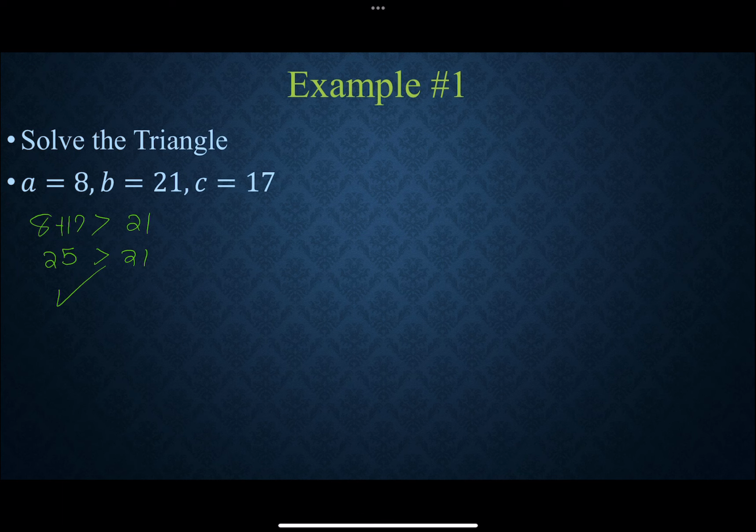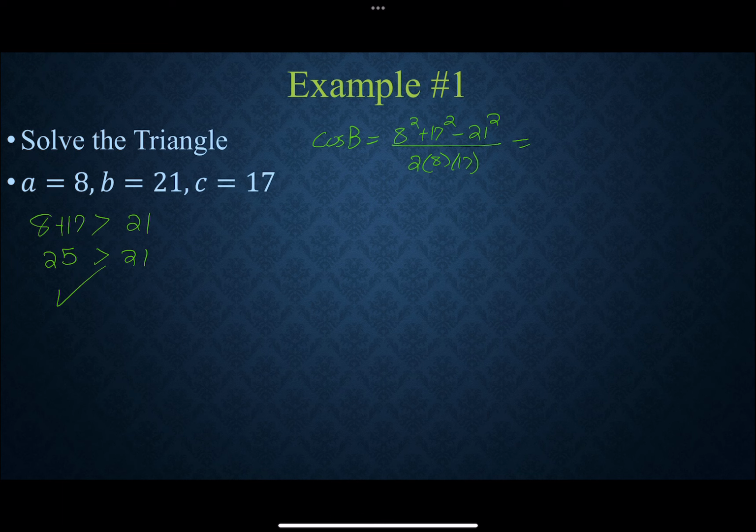So the way I'm going to solve this out, I'm going to solve for the biggest angle first, which is obviously the angle B. It's across from 21. So cosine of B would equal the two other sides squared added together. So 8 squared plus 17 squared, and I'm going to subtract the side that's across from the angle, so 21 squared. And on the bottom, it's 2 times 8 times 17.